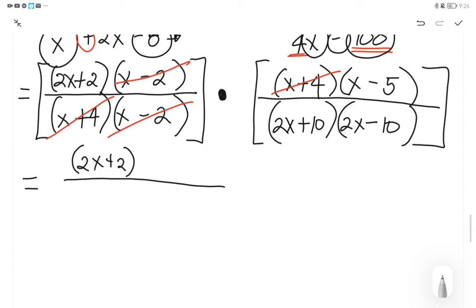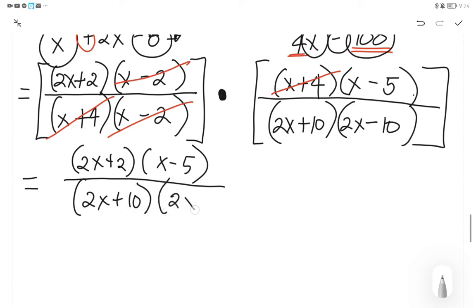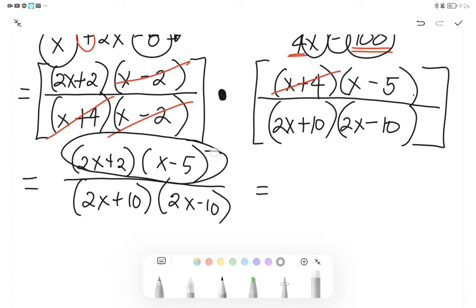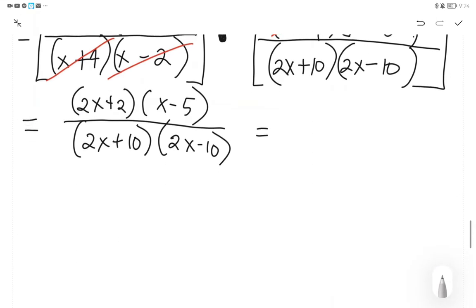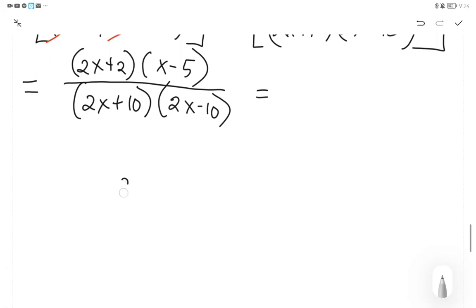Ang nabilin di ara is 2x plus 2 di ari. And sa divisor, that is x minus 5. And sa denominator, that is 2x plus 10 times 2x minus 10. Now let's simplify first the numerator kana. We multiply sa nato siya using FOIL method. Can multiply that here, that becomes 2x plus 2 times x minus 5.